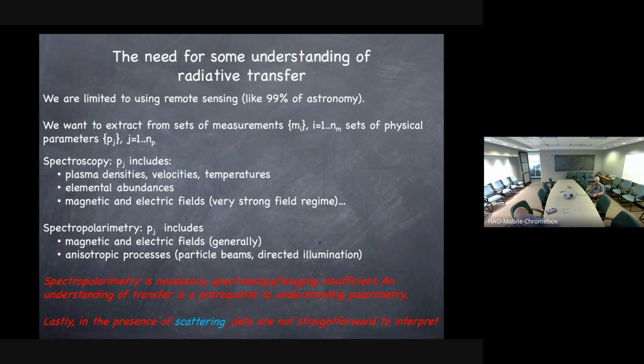So our goal, of course, at the beginning of this whole thing was to extract from sets of measurements, whatever they may be, sets of physical parameters. So, do we want to know the plasma density for some reason? Do we want to know the velocities of the plasmas, meaning not necessarily separated out from the temperatures? The temperatures are just the random thermal motions inside the plasma. And the velocities, by that I mean the bulk velocities, things like turbulence and flows. We might want to know the elemental abundances. We might want to know the magnetic and electric fields.